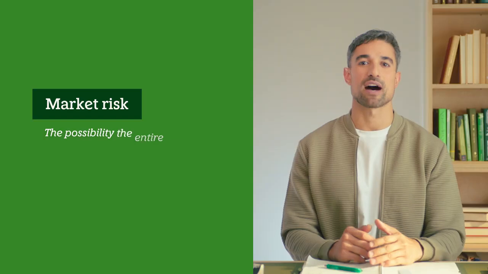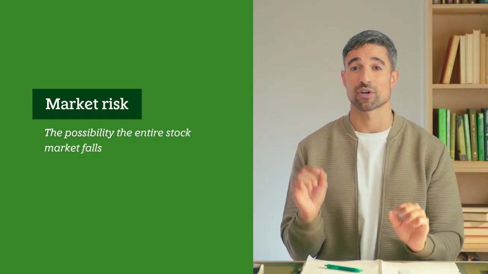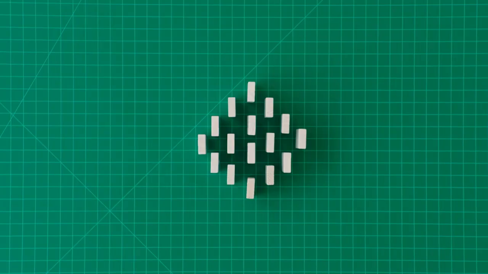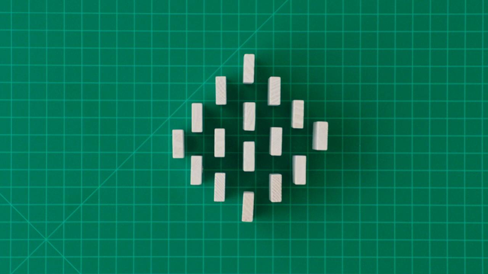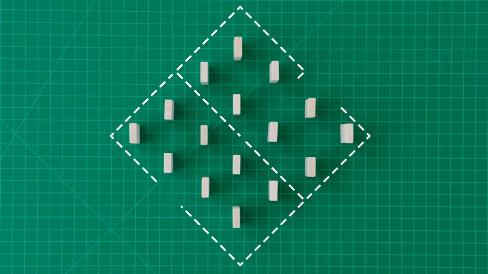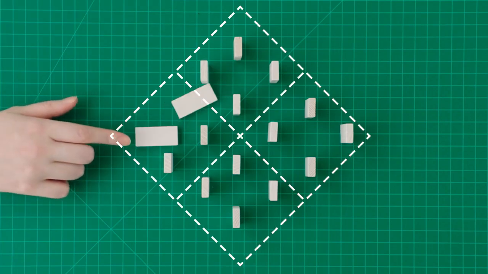Market risk is the possibility that the entire stock market falls, and diversification is a way to help reduce the potential impact of that on your portfolio. Here's how you can think about it. If you cluster all your investments in one area, like going all in on one industry, you might be setting yourself up for a harder hit. But if you spread out your investments and some event strikes the market, your portfolio potentially can take the hit a little better.